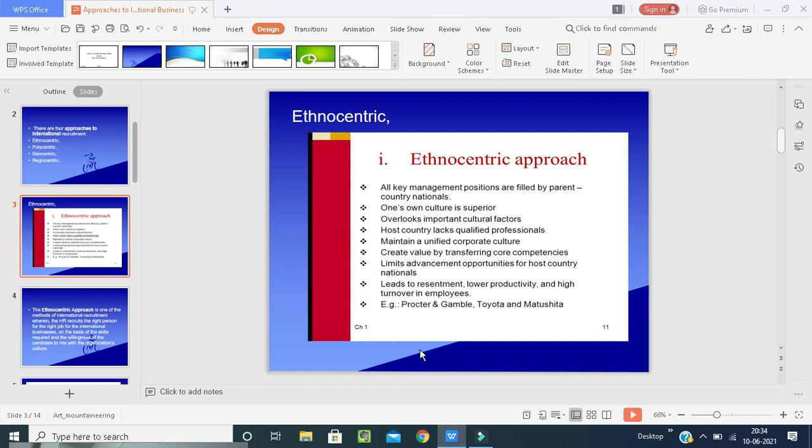Toyota, Mitsubishi, or Matsushita are examples of maintaining the ethnocentric approach. And here it leads to resentment, lower productivity, and high turnover in employees. That means the productivity will be less, but the turnover will be high from the employee side.